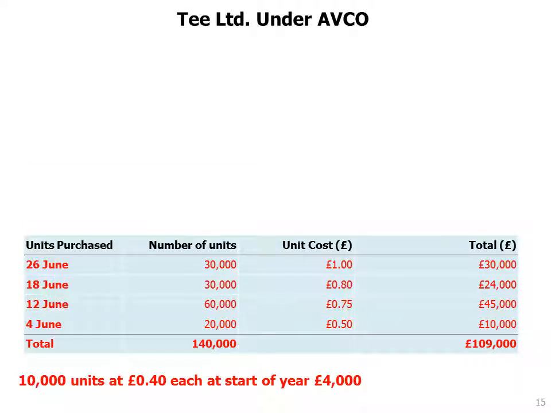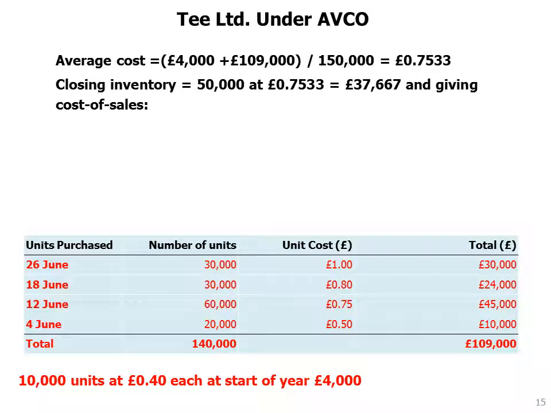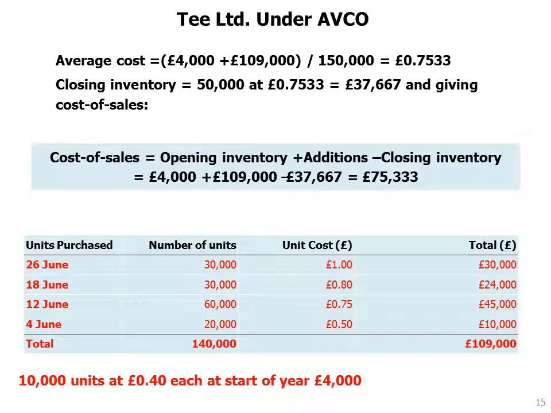And finally, under AVCO, if we work out the average cost, so we started with £4,000, cost of additions £109,000, total number of units 150,000. So the average cost per unit is £0.7533. So our closing inventory, 50,000 units at £0.7533, is £37,667, and that gives cost of sales of opening inventory of £4,000 plus cost of additions £109,000 minus the just calculated closing inventory of £37,667, giving cost of sales of £75,333, which is between that of LIFO and FIFO.